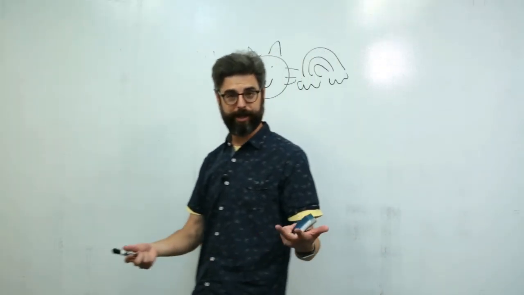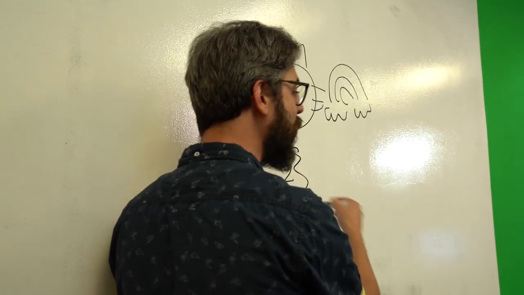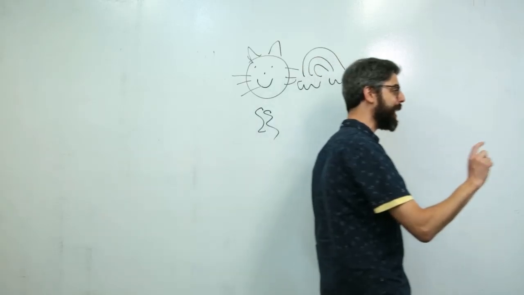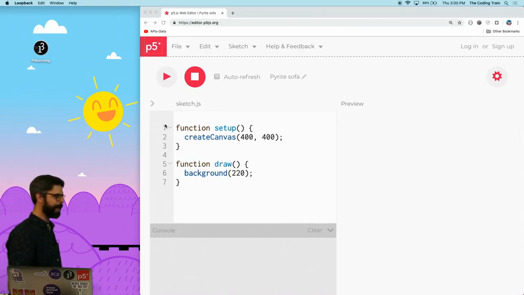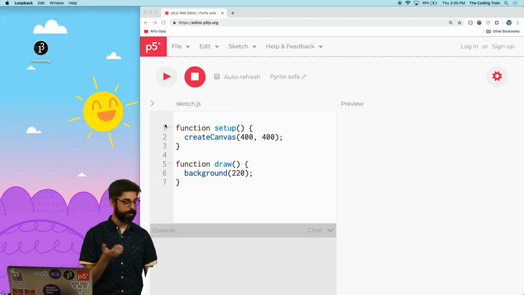I can walk over here. You can see me. I can draw here on the whiteboard. And then I can walk back. And if I hit 1, I'm now back over here talking to you about this.